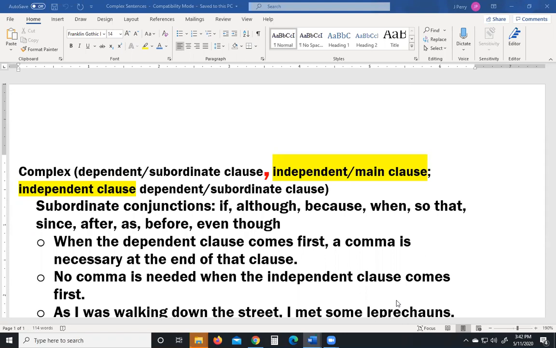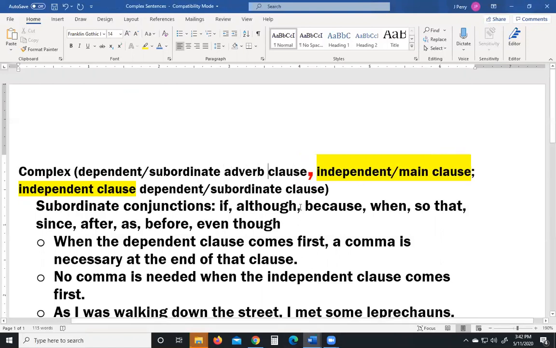But you don't really need to worry about these ones because they don't require the same kind of punctuation. So when we say subordinate clause, we're talking adverb clause. Okay, so any of these two right here, adverb clauses, okay, punctuation wise.